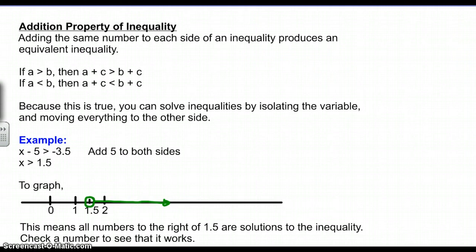1.5 is not included in the solution. The arrow must go to the right because it's greater than. So that's what I've drawn in green. This means all numbers to the right of 1.5 are solutions to the inequality. You can check a number to the right to see if this works. Always check your solution to make sure it's all right.